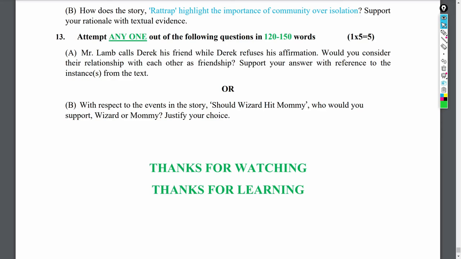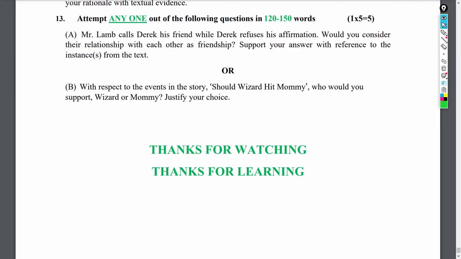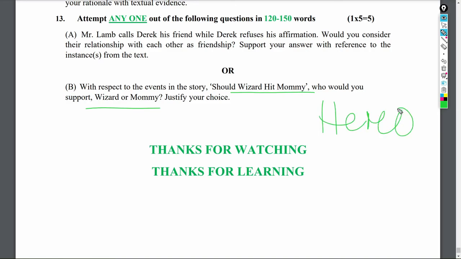With respect to the event in the story, should Ujat hit mommy? Who would you support, Ujat or mommy? Justify your choice. ये देखिए, ये भी question मतलब क्या है? ये भी आपकी critical faculty को जांचते हैं. तो अभी देखिए, so suppose आपने एक movie watch किया. After watching the movie, so you become in the position of the hero, है ना? You become in the position of the hero.